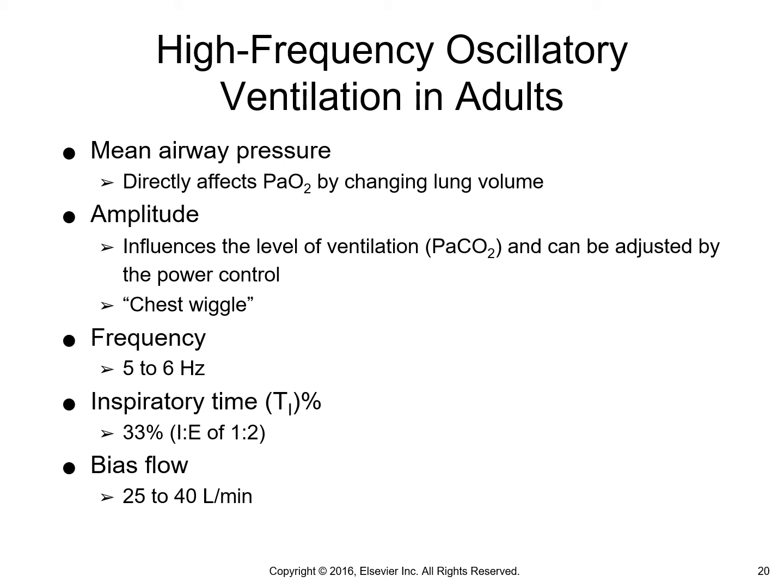So that's like the strength of your breath. And then the frequency, again, is in hertz, and a good place to start is about 5 to 6 hertz, though it has a range, I believe, from 3 to 10. There's an inspiratory time percent, which you usually have set at 33%. That's pretty standard, which will give you an I:E of 1 to 2. And then there's a bias flow that's set from about 25 to 40 liters.